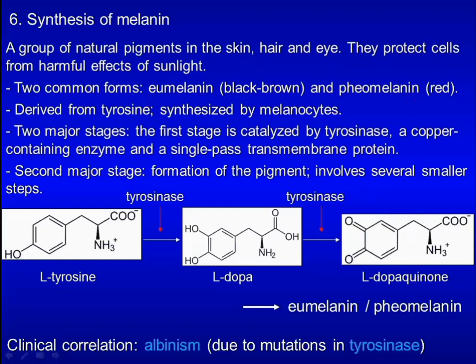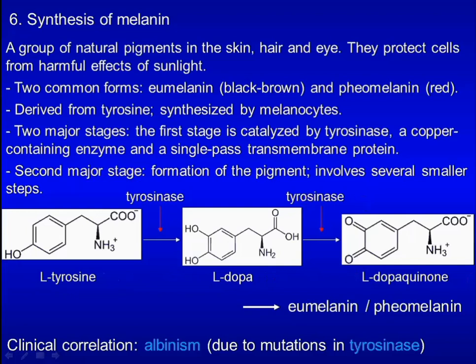Synthesis of melanin takes place in two major stages. First stage converts L-tyrosine to L-dopaquinone and involves two steps. In the first step, tyrosine is converted to dopa. In the second step, dopa is oxidized to dopaquinone. These two steps are catalyzed by tyrosinase.